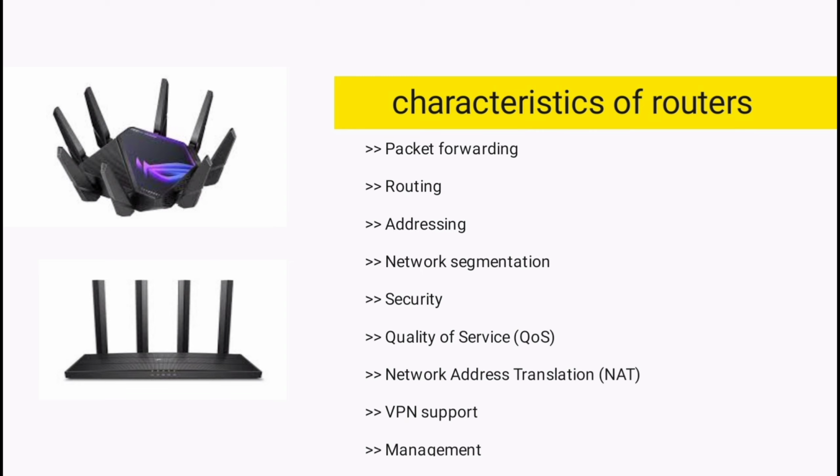Security. Routers can be used to implement security features such as access control lists (ACLs) and firewalls, which can help to protect the network from unauthorized access and attacks. Quality of service (QoS). Routers can support QoS, which enables network administrators to prioritize certain types of traffic over others. Network address translation (NAT). Routers can use NAT to allow devices on a private network to communicate with devices on the public internet using a single IP address.